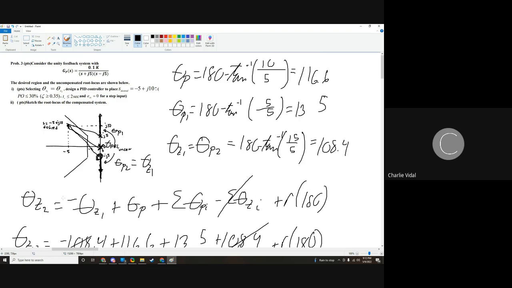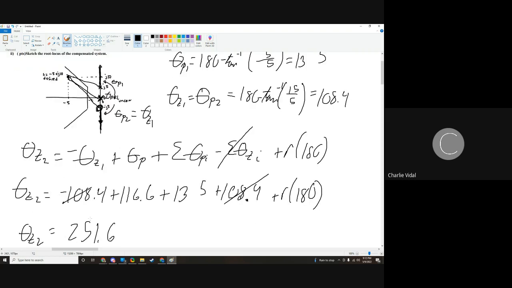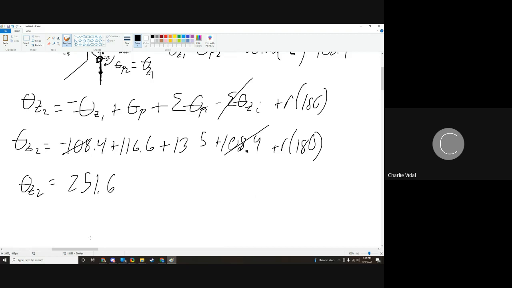Which I believe is 116. It's 135. Yes, it's 135. So it has to be less than theta z max and greater than 0. It seems that we're always placing r is equal to -1.